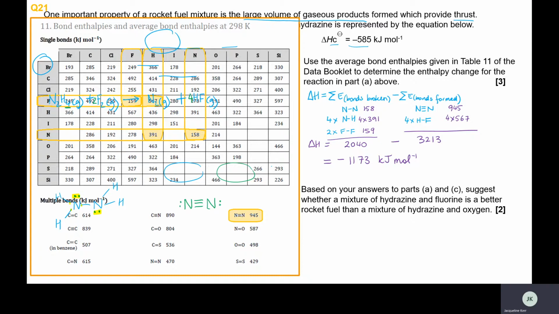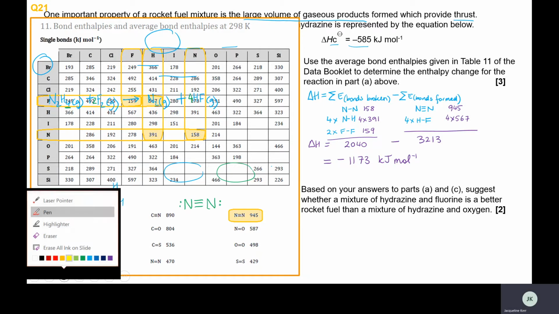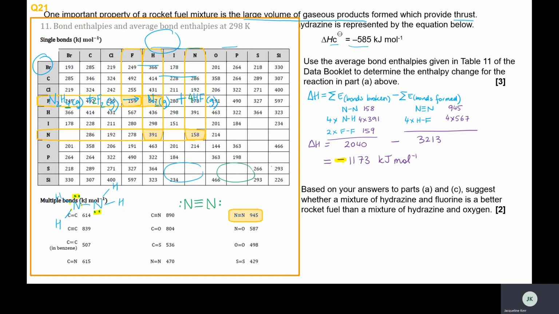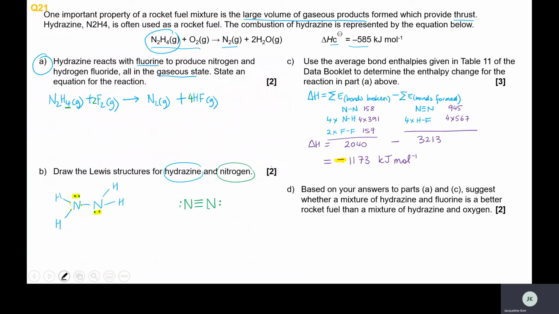I mean, it's important that we include that negative here, because it is an exothermic reaction. If we don't include that, you'll miss one of the marks. Okay, let me just get rid of that table again so you can see those answers without so much confusion.